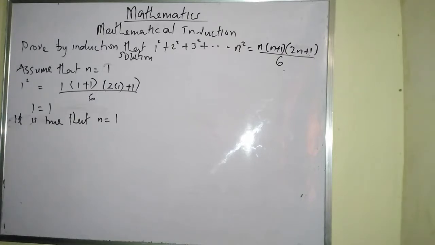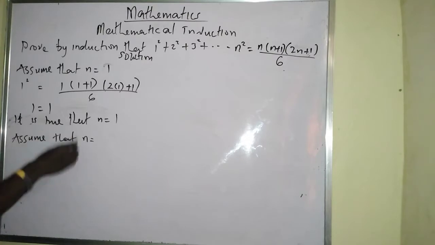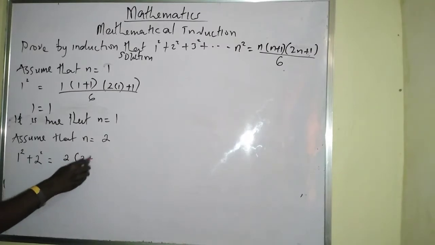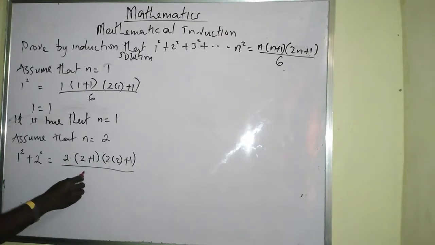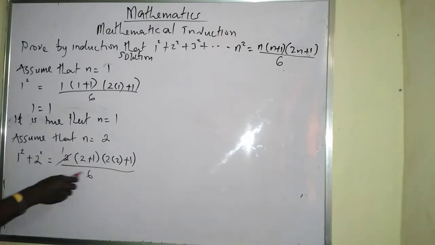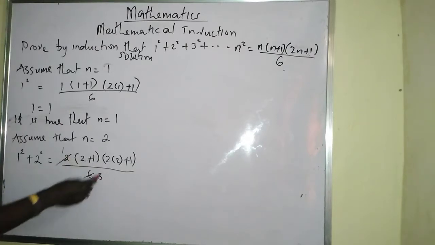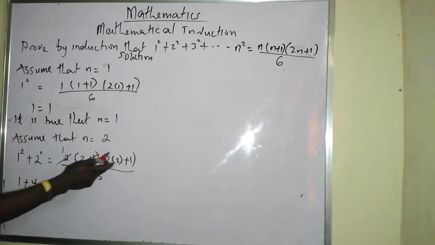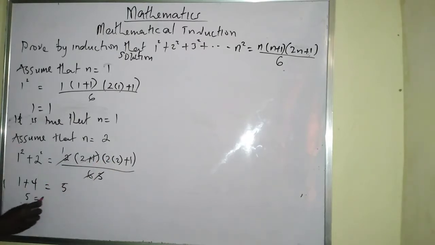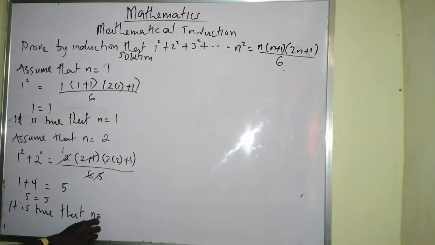Since 1 is correct, let's try if 2 will be correct also. Now, assume that N equals 2. I will have 1 squared plus 2 squared equals 2 bracket of 2 plus 1 bracket of 2 times 2 plus 1, all divided by 6. Surely this one here is 3 and this one is 3, so 3 will cancel 3. Now 1 plus 4 is 5, and this one will be 5. 5 equals 5. It is true that N equals 2.